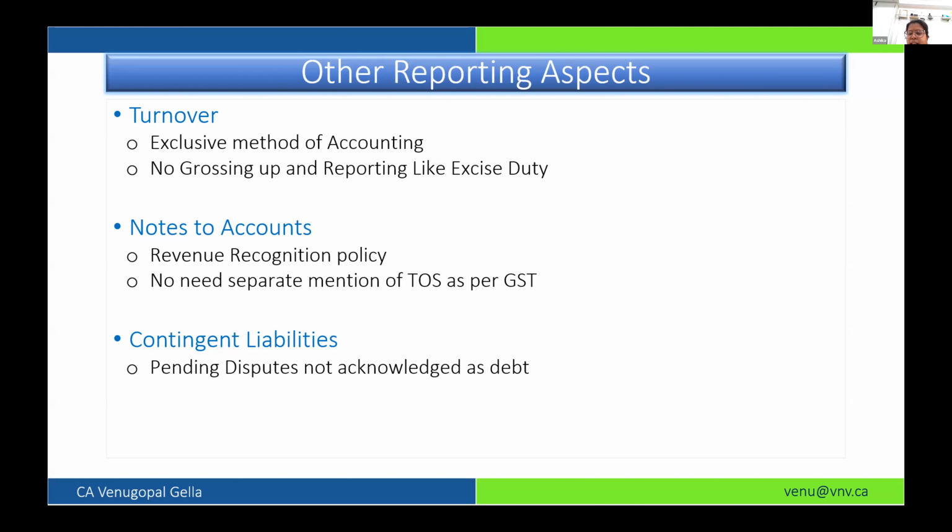So what is our recognition policy, revenue recognition? Because there is a difference between the way turnover is recorded in books and the manner in which tax is payable under GST. That we will discuss. And contingent liability, as we discussed, if any demand order has come based on the merit, obviously we will create certain provision for it.